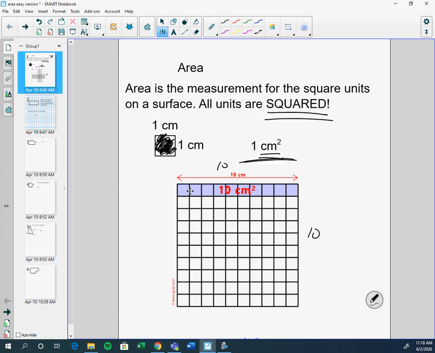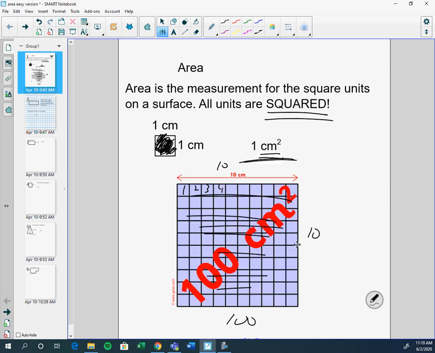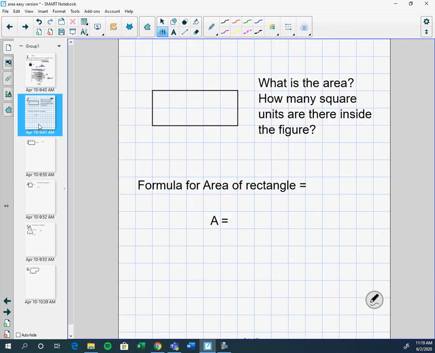So if you've got a square that is 10 centimeters across and 10 centimeters down, then you get, if you count them, 1, 2, 3, 4, 5, 6, you get 100, right? There's 1, 2, 3, 4, all the way down. You get to 100. 10 by 10. 10 times 10 is 100. 100 square centimeters. 100 centimeters squared.